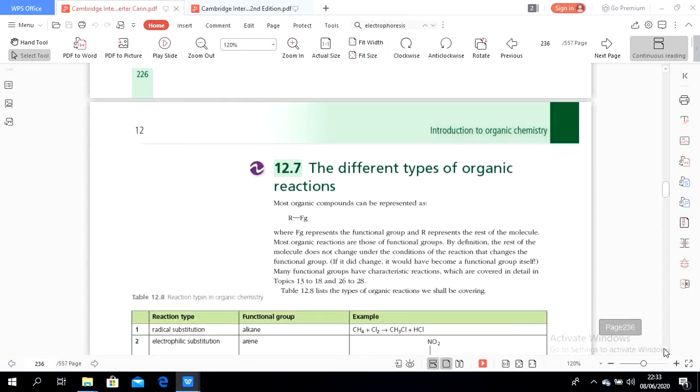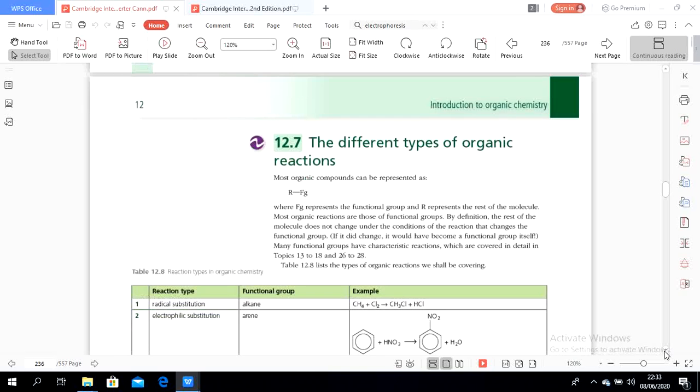So, different types of organic reactions. We are going to study different types of organic reactions. Most organic compounds can be represented as R-FG, where R is an alkyl group attached to FG, and FG refers to the functional group. So there are many reactions.